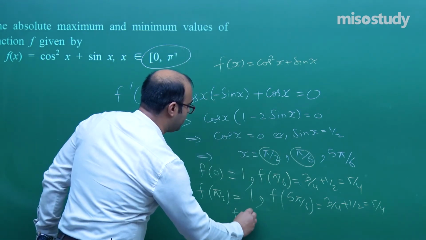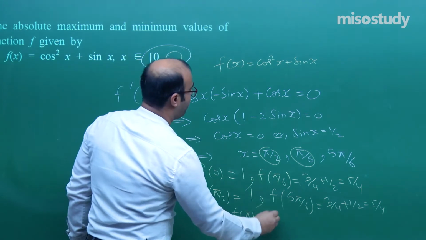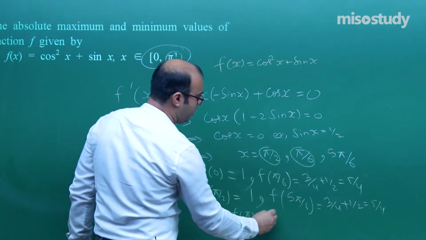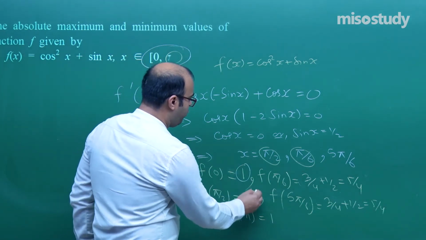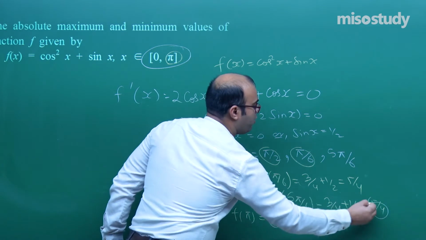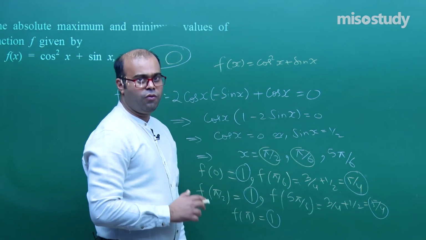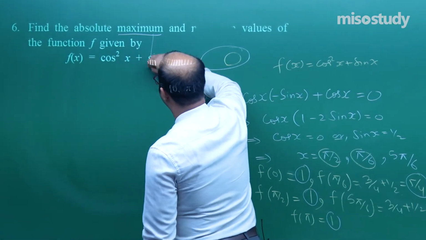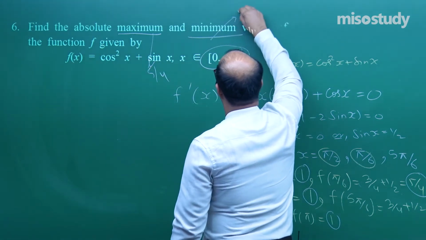Function at pi, the right end point. So at pi, cos square pi is minus 1 square, which is 1, and sin pi is 0, so the value is 1. Out of all the values which we have obtained, which is the maximum value? 5 by 4. Which is the minimum value? 1. So we can say that the maximum value is 5 by 4 and the minimum value is 1.